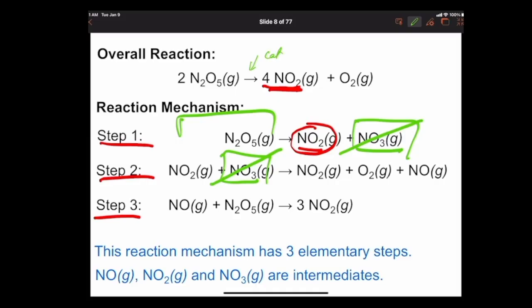Usually catalysts are expressed in the overall balanced chemical equation above the arrow. What we're trying to say is the reaction needs this, it's just not part of the balanced chemical equation. It's a condition required for this reaction to work.